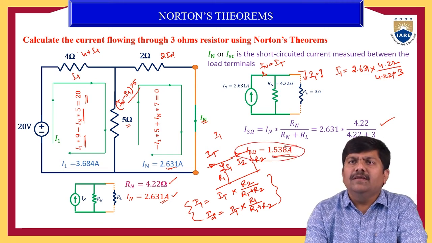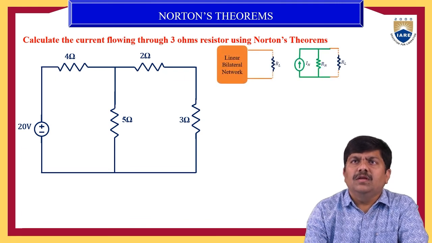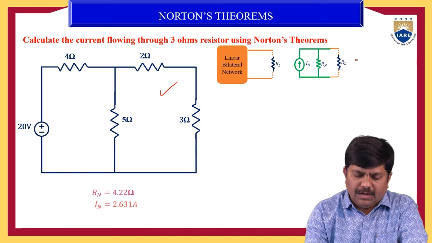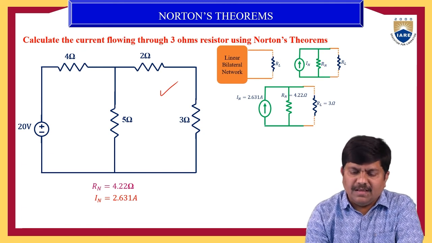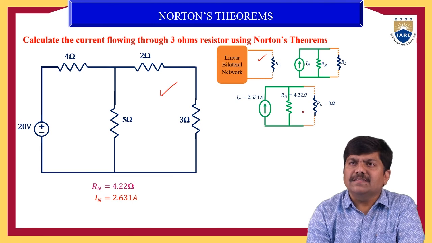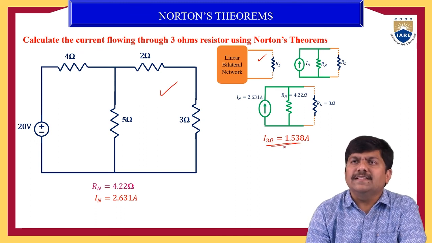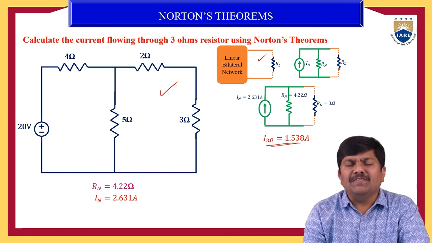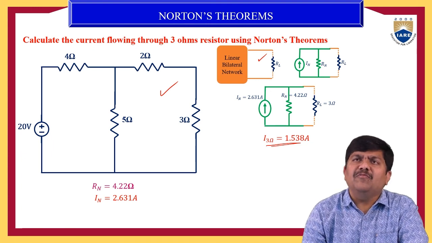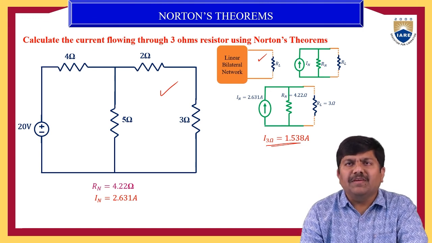This is the method used to determine the currents and voltages across various elements. We reduced the given circuit into this form, calculated the RN value and the IN value, and converted the given electrical circuit into a Norton equivalent circuit. Finally we calculated the current through RL, the 3 ohm resistance, that is 1.538 amps. This is one of the important problems. In our previous videos, we took the same problem and calculated the currents using Thevenin's principle. Here we have verified that value with Norton's theorem. Hopefully this problem helps us understand the basic concepts of Thevenin's and Norton's theorems.